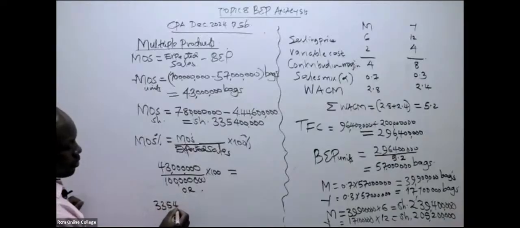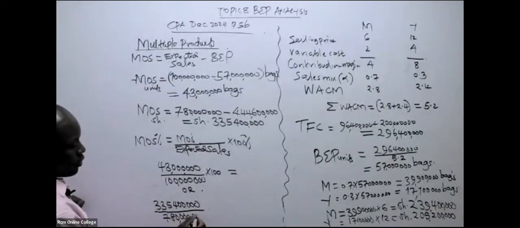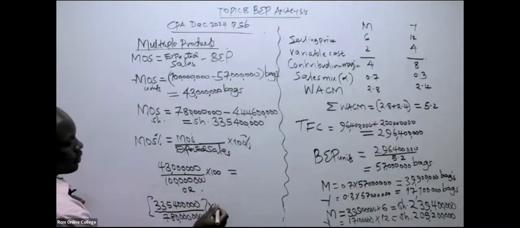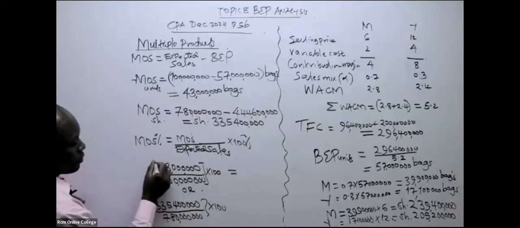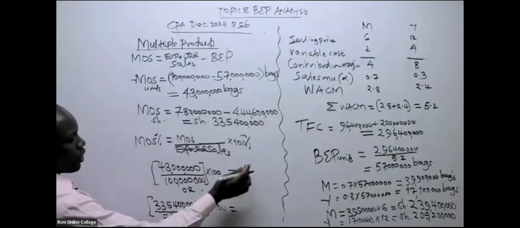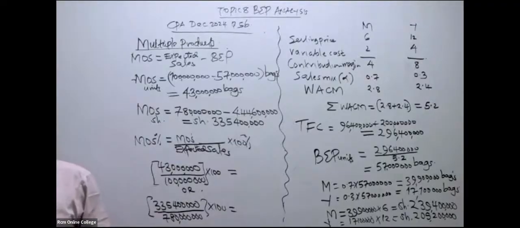335,400,000 divide by 780 million. The whole of this we express as a percentage. So what are you getting for the first one? 3 decimal places.